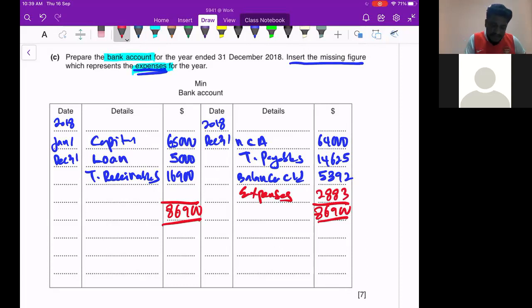Never do that. They asked me to prepare the account. If it's an account, this balance CD must go here as BD. You are not allowed to stop at balance CD.